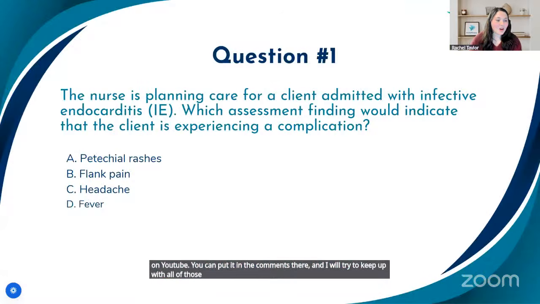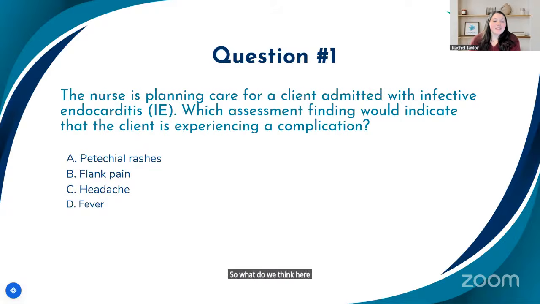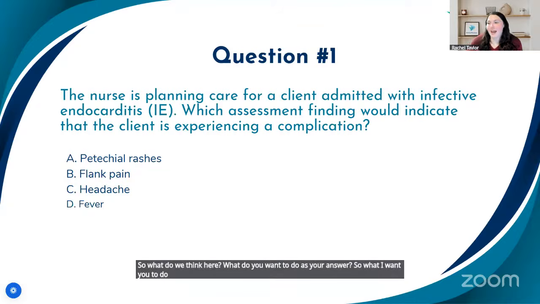So let's get started. The nurse is planning care for a client admitted with infective endocarditis. Which assessment finding would indicate that the client is experiencing a complication? So what do we think here? What do you want to do as your answer? So what I want you to do is just look at A. Do we like A? Do we not like A? What do we think? Then look at B, then C, then D.